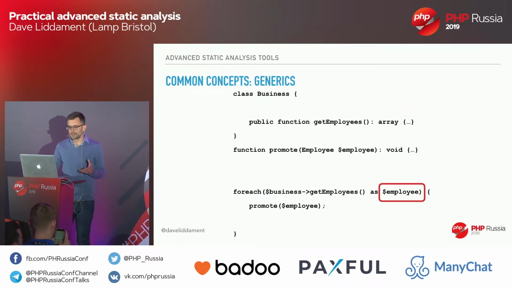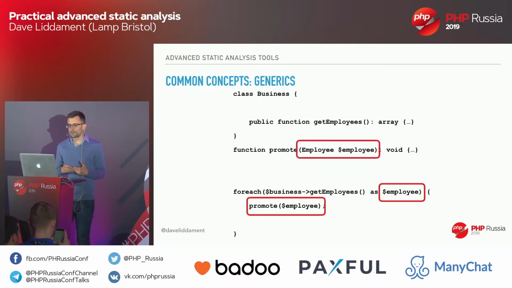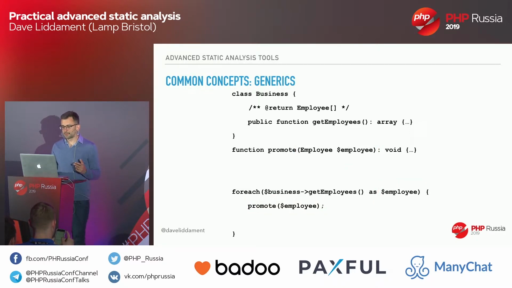So we don't know what employee is. So we're calling promote, passing employee to it. And we cannot say for sure whether the thing we're passing to promote is actually of type Employee. So there's a way around this, and you've probably seen this kind of notation.